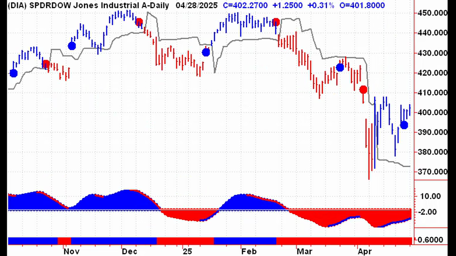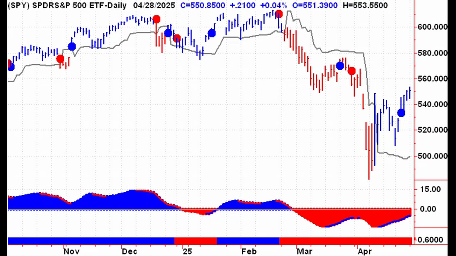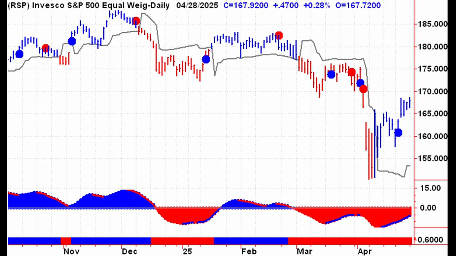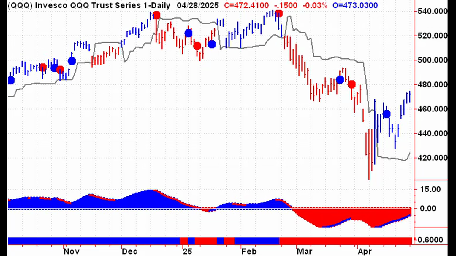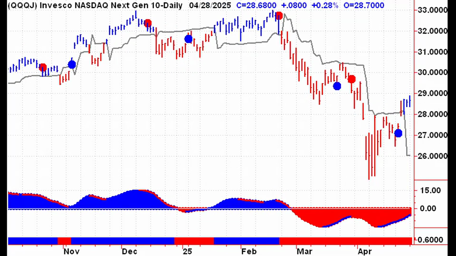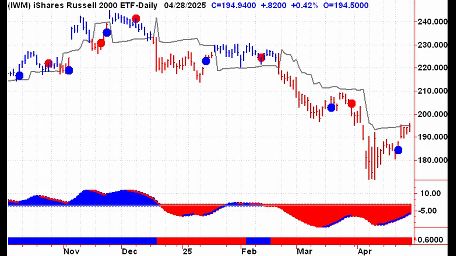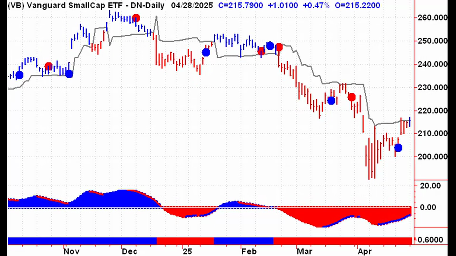Now, when we look at the Dow, yes, we're on a buy signal right now. There's an early warning signal. That's all positive. What we haven't seen yet, of course, is the momentum indicator break through the water line. That's also true for the S&P 500, the equal weighted, the NASDAQ 100, the equal weighted, the next generation NASDAQ. And then there's the Russell 2000. We're just getting to a buy signal there. Haven't made it just yet. That's also true for the small cap stocks.